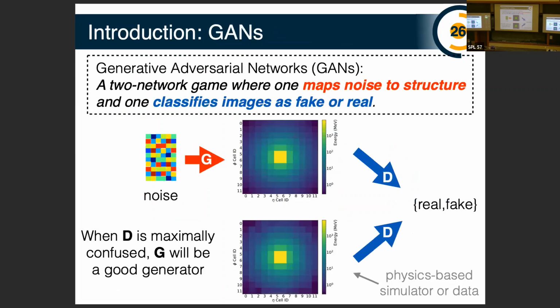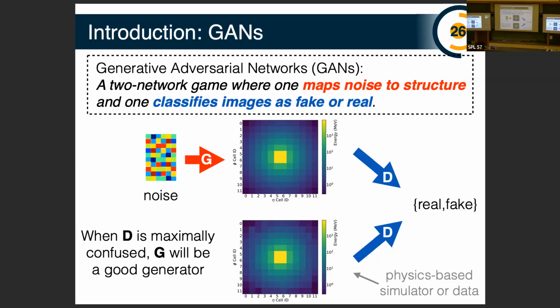One of those, which is particularly clever, not invented by me, is called a GAN, a generative adversarial network. And the way that this network works is actually there are two neural networks. There's a generator function that maps noise to structure, and a second neural network that tries to distinguish examples from the generator from examples from, say, a physics-based simulator. And they compete. When your discriminator, the second neural network, is maximally confused, then you know that your generator is doing a very good job. It's generating examples that look just like the examples from your physics simulator.